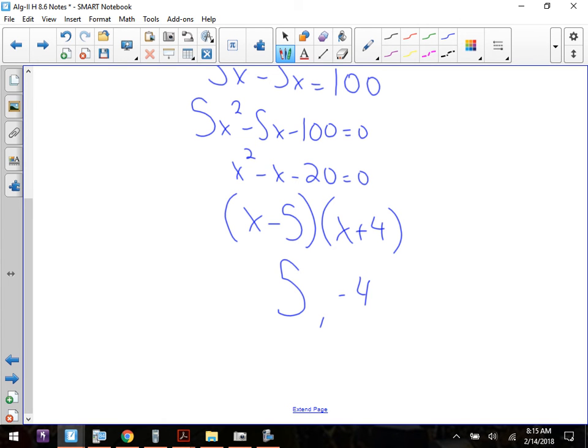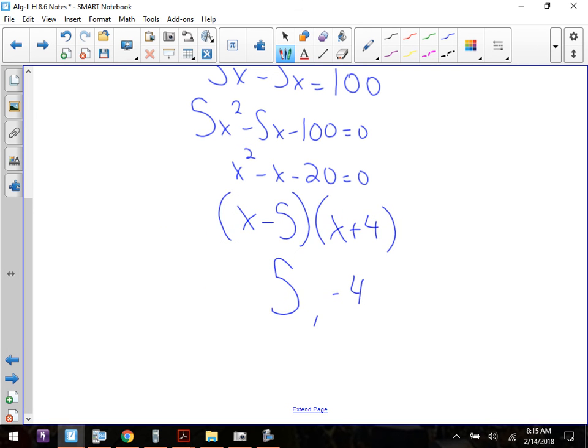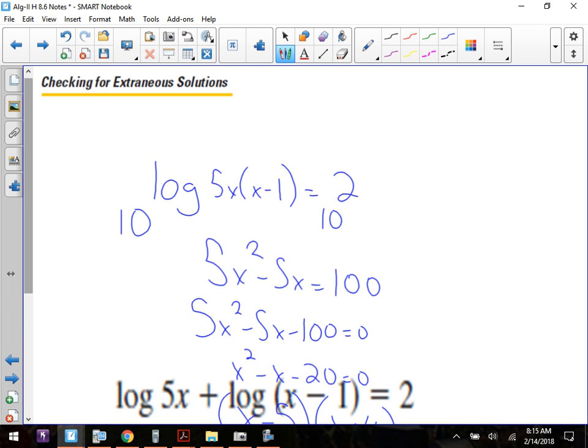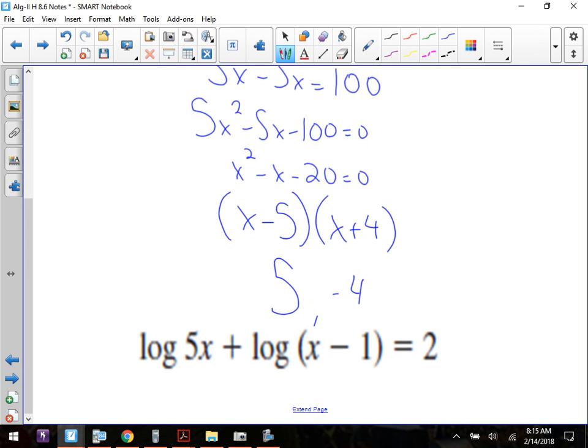So you have two solutions. You have 5 and negative 4. So you go back to verify whether or not they both work. And we can't take a log of a negative, so I know that I can't take the log of negative 20, so that goes away.